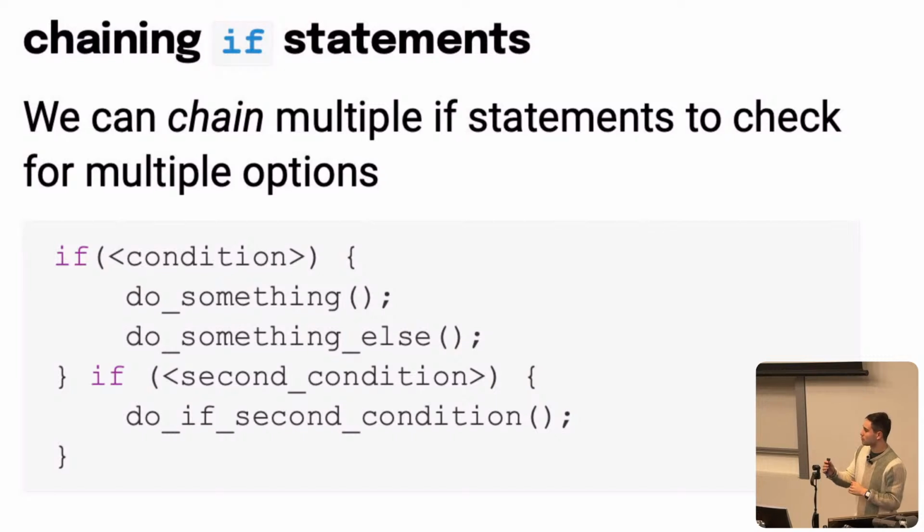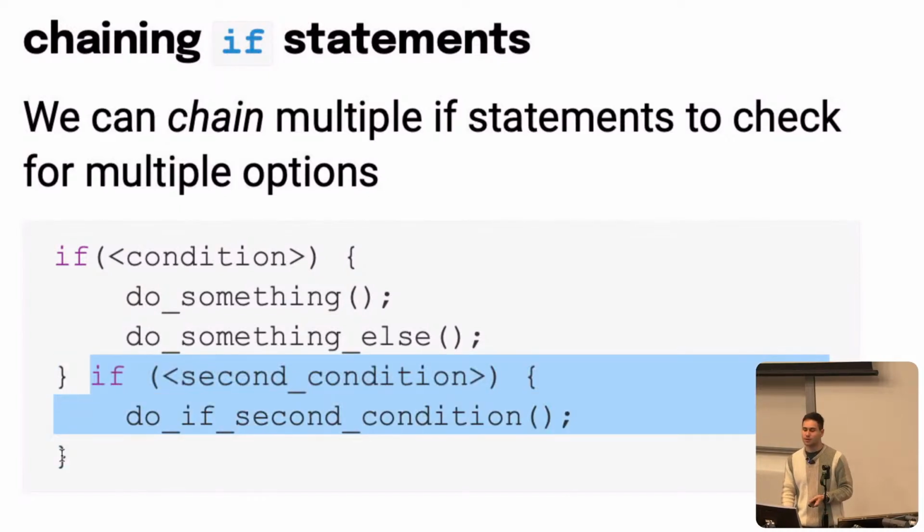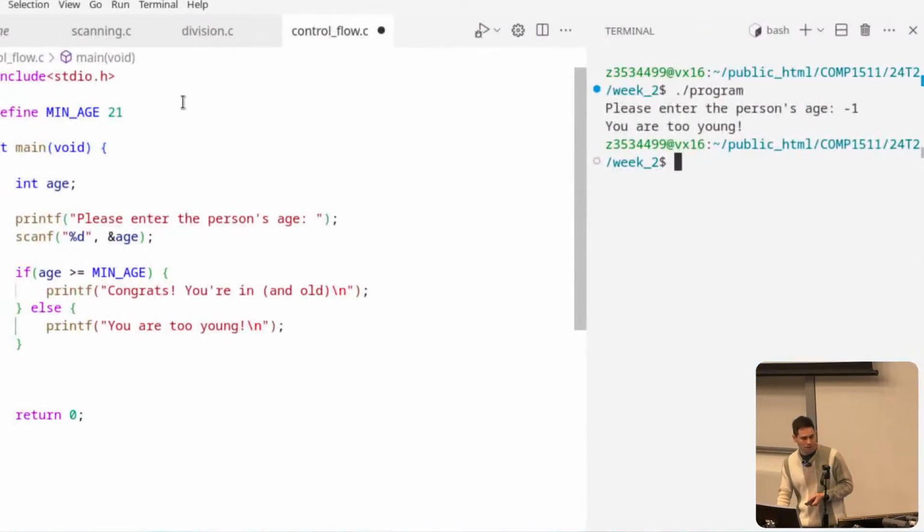So multiple ranges, right? So we can chain if statements, and we do it in the exact same way we chain the else statement after the if statement. So after the first if statement block closes, we can just use another if statement. Right? So let's actually code this in.